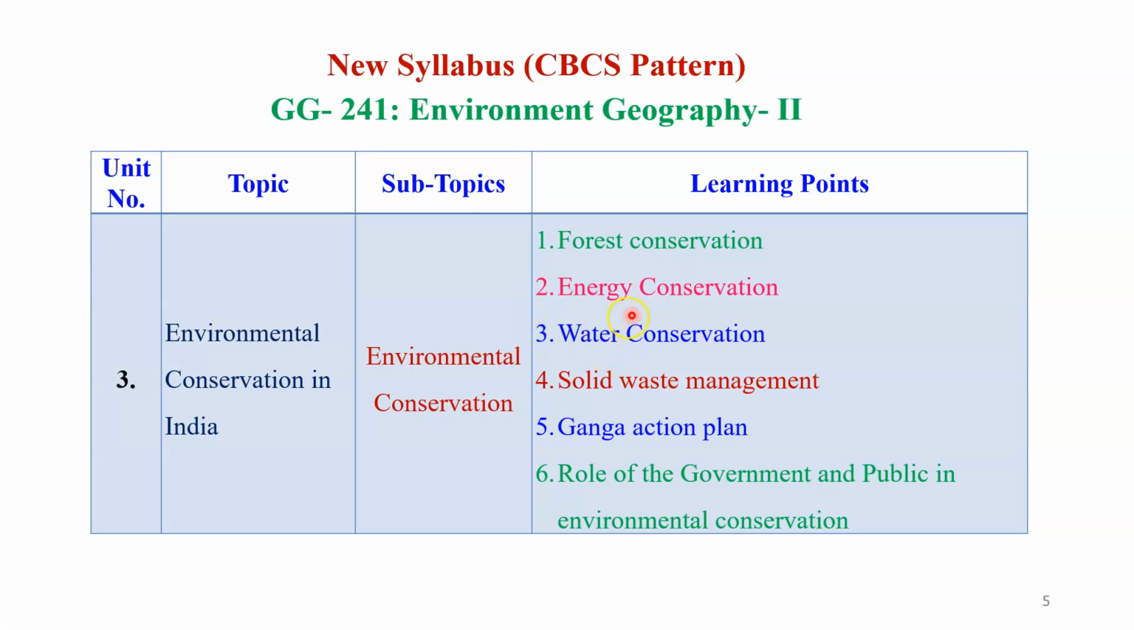The second learning point we have is energy conservation. Energy conservation is required to avoid the depletion of natural resources. Energy conservation is the effort made to reduce the consumption of energy by using less energy. Especially I am talking about conventional energy sources such as coal, petrol, natural gas, and wood as a fuel. These are very important because these resources are not regenerated again and again. They are not replaceable energy.